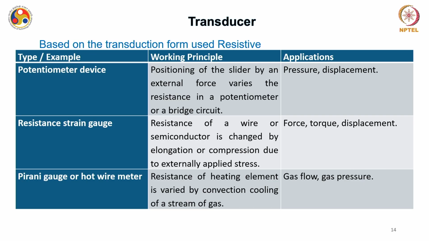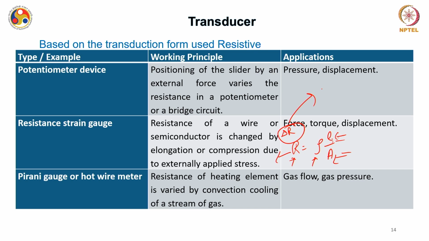The resistive strain gauge we will also discuss in detail. The resistance of a wire or semiconductor material changes by elongation or compression due to externally applied stress. We have seen that R equals rho L by A, where rho is the resistivity, R is the resistance, L is the length and A is the cross-sectional area. If there is any change in the L value or A value, R will change, and by measuring this delta R, the applied force, torque or displacement can be measured.